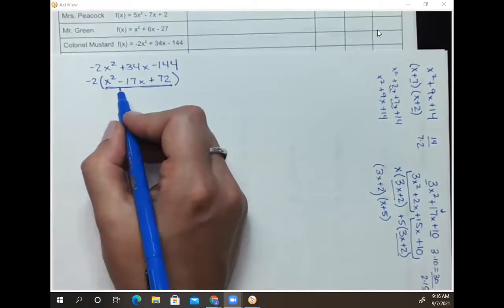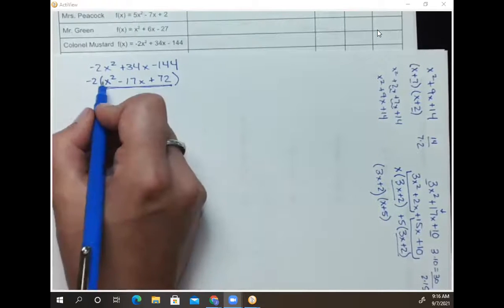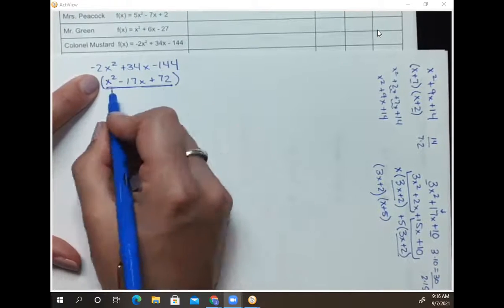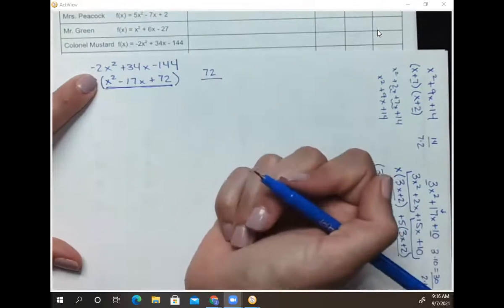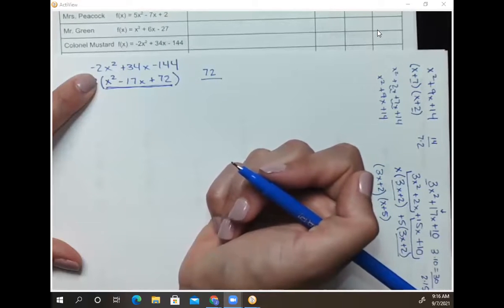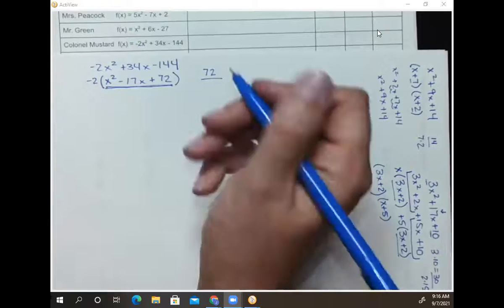I've got 3 terms, so we can use AC method or guess and check. I'm going to opt to use guess and check on this one since the lead coefficient is just 1. Remember that negative 2 we pulled out as the GCF, so I'm just worrying about this part right here. So I want factors of 72 that would add to negative 17. This is one where you may need to make a list. Anybody know what factors we want? What did you say? 9 and 8, yeah.